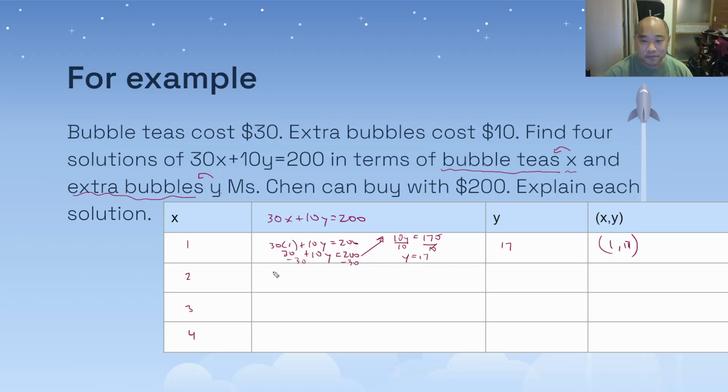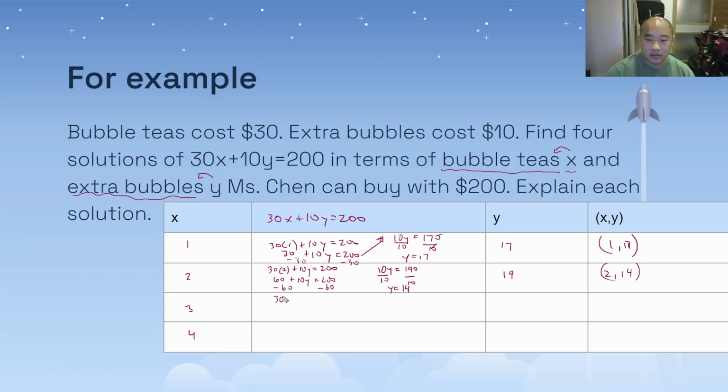All right. So 30 times 2 plus 10y equals 200. So that's 60 plus 10y equals 200. And I know a lot of you could do this math pretty simply in your head without seeing me do every single step. And you're just going to have to bear with me here. Y equals 14. So if she bought 2 bubble teas, she could have 14 orders of extra bubbles.